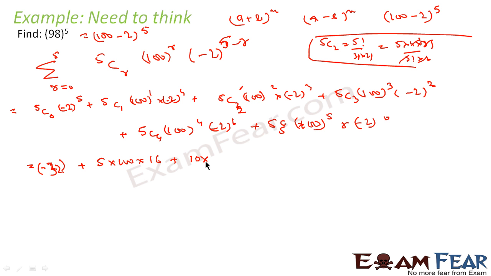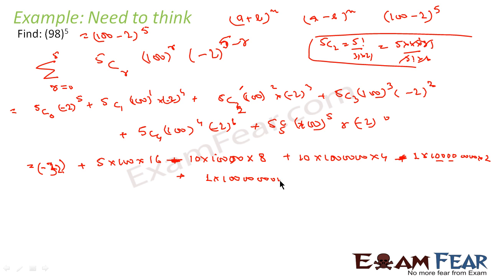So we will say 10 into 100 square, that is 100 into 100, into minus 2 whole cube, which is minus 8, plus 5C3, which also becomes the same, that is 10, into 100 cube into minus 2 whole square, which is 4, plus 5C4 is equal to 5 into 100 to the power 4 into minus 2 to the power 1, so we'll say minus here, and plus 5C5 is equal to 1, 100 to the power 5, into minus 2 to the power 0 is equal to 1.